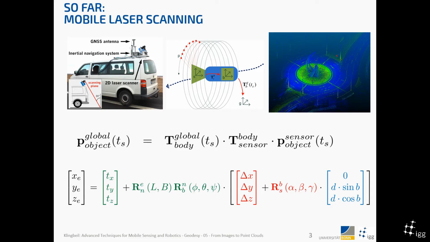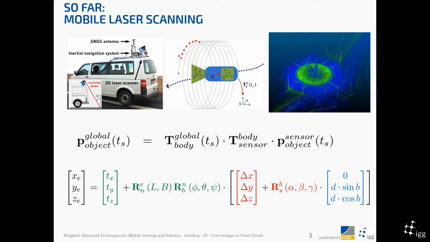So this was our main topic of the last lectures, and we talked a lot about how this measurement is generated, how we calibrate the sensor system, because we need to know all the internal orientations and transformations between the sensors and the actual vehicle. And we also talked about how the trajectory is estimated, which gives us the position and orientation in some global coordinate system. And finally, we get a point in that global coordinate system here. So this was what we've done so far. We called it mobile laser scanning.